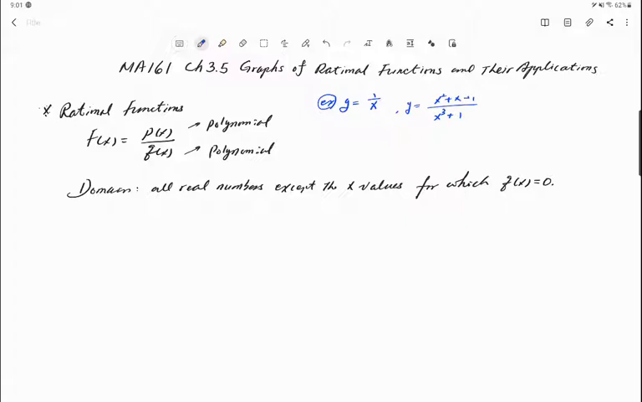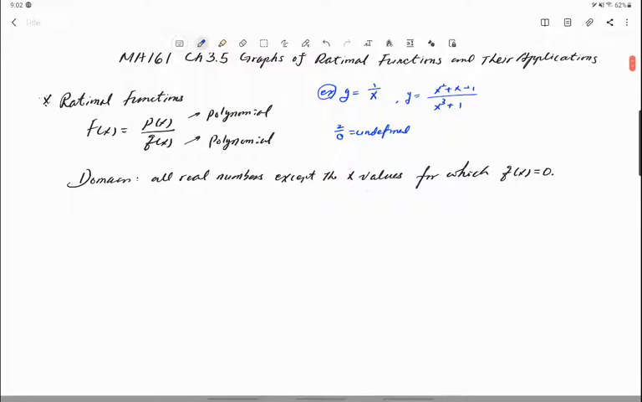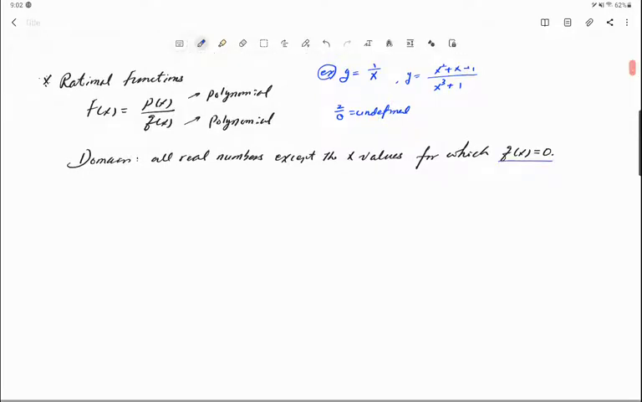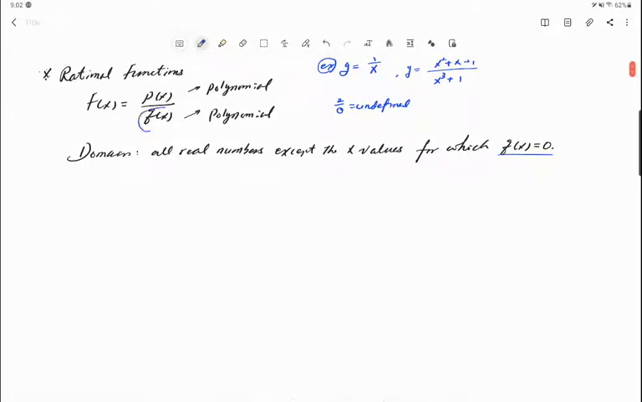In this case, we must be careful: the restriction of a fraction is that the denominator cannot be equal to 0, right? For example, 2 over 0 is undefined, because the denominator is 0. So the domain, the set of all the x values, will be all real numbers except those x values that make the denominator 0, right? So in this case, we always make sure that the denominator cannot be equal to 0.